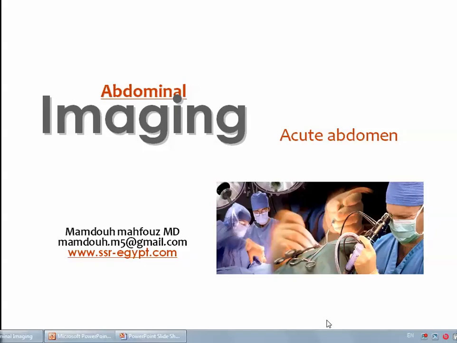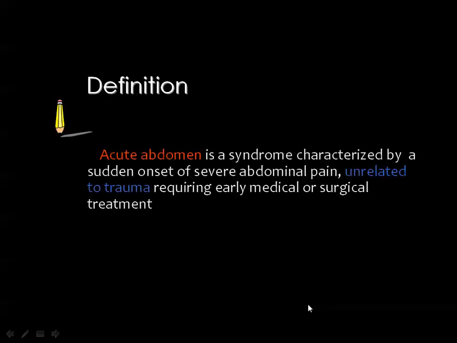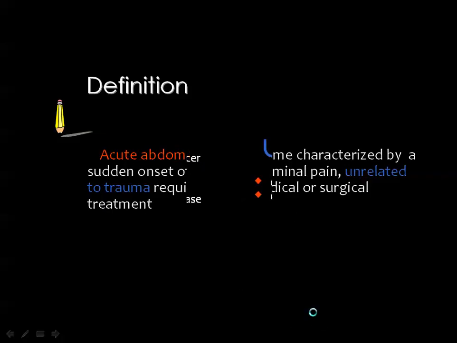Dear colleagues, we are continuing the series of abdominal imaging, and the lecture of today will be about the imaging of the acute abdomen. We have finished the lecture of abdominal anatomy, and we also discussed some issues about abdominal trauma. Now we will try to cover some of the diagnostic aspects of acute abdominal conditions, which should be unrelated to trauma, and they may require early medical or surgical treatment.